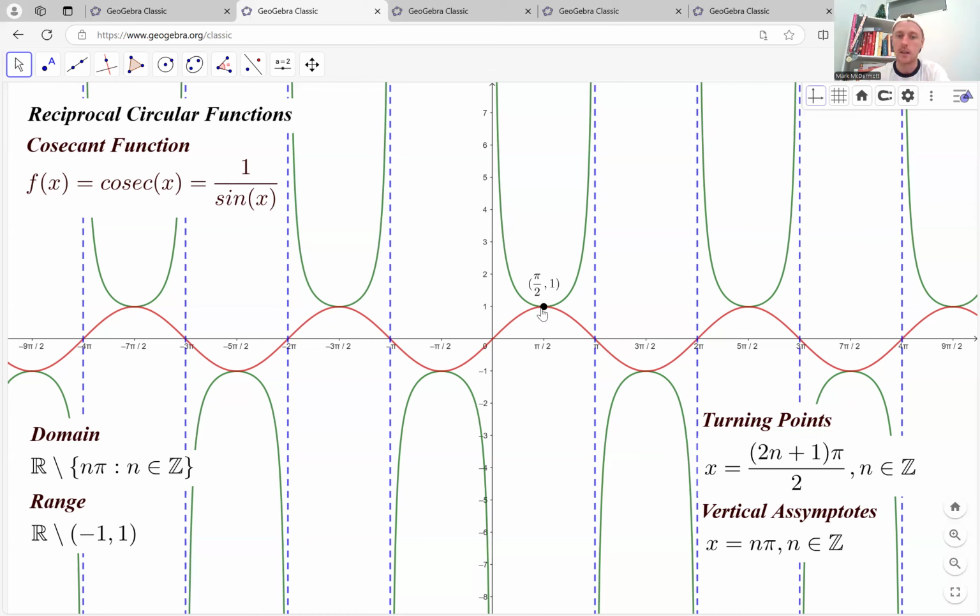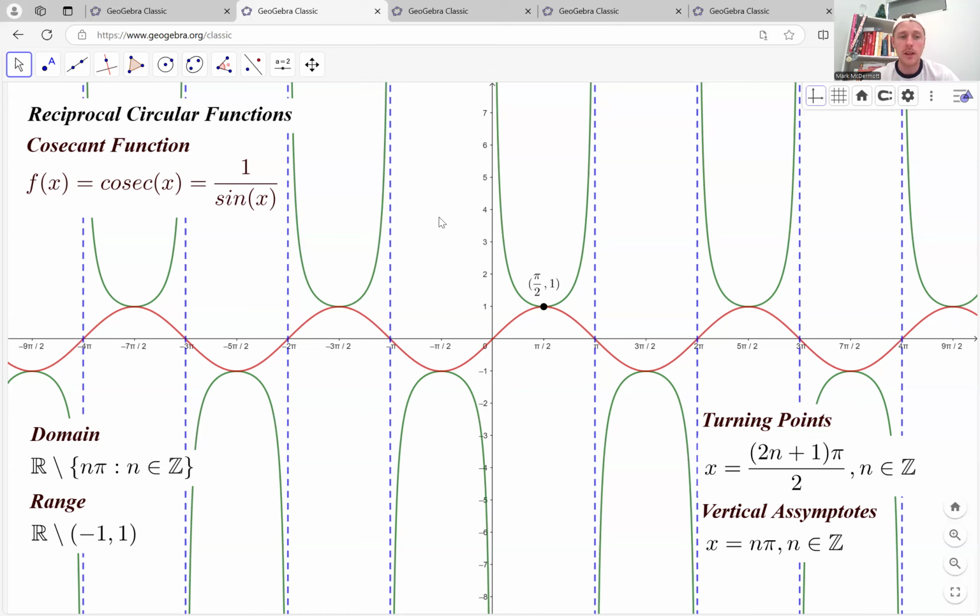So you get a turning point at 1 pi on 2, 3 pi on 2, 5 pi on 2, 7 pi on 2, 9 pi on 2, and obviously in the negative direction as well. So that is your x coordinate for all your turning points of the cosecant function. Okay, hopefully that's a pretty good overview of the cosecant function.